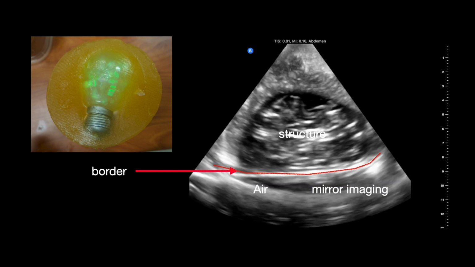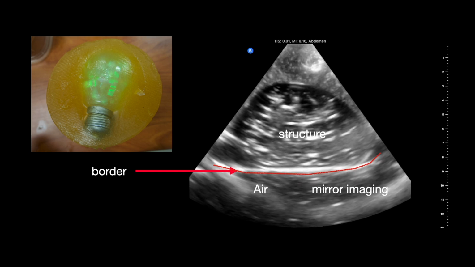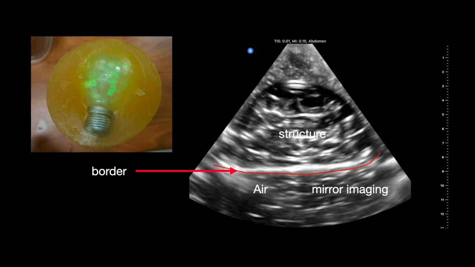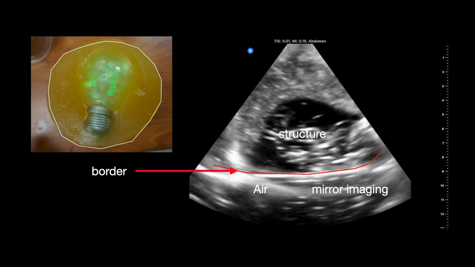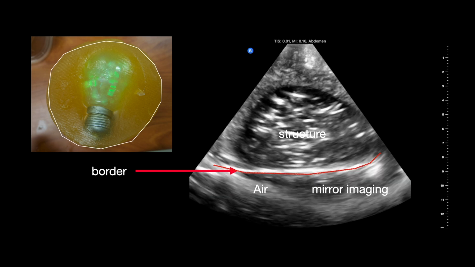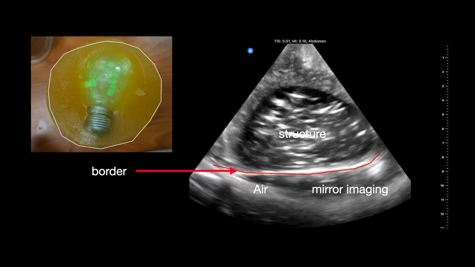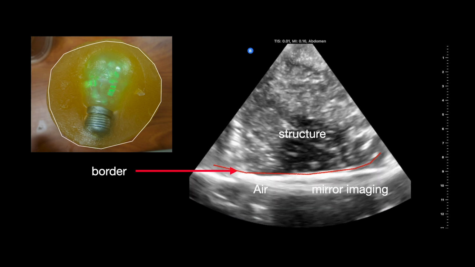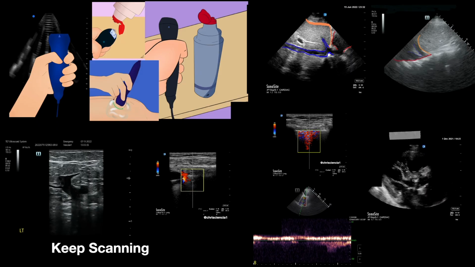You can see that after that line, suddenly we have a mirroring of the structure that we are looking at, which is that electric bulb inside the gel. So everything that is way away from the gel has been acting as a highly reflective surface, creating the mirror artifact. And this is our video for reverberation.